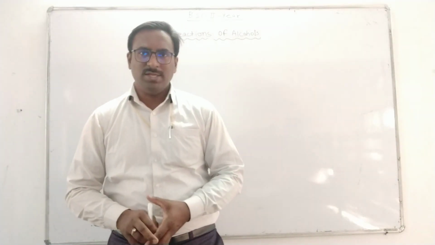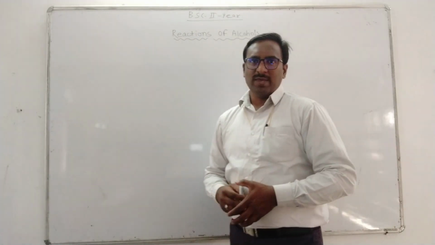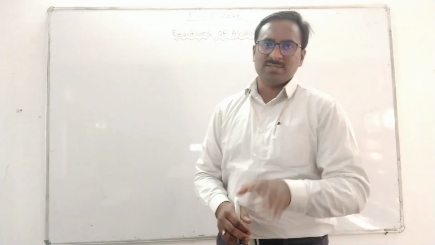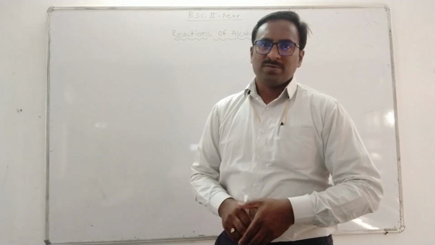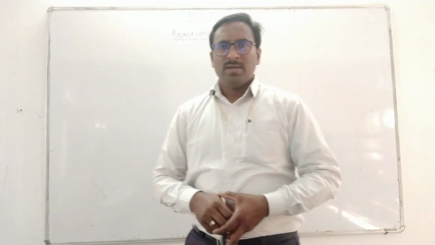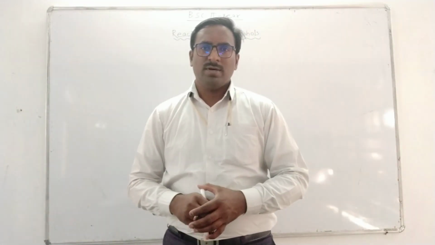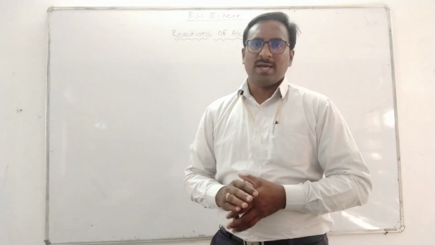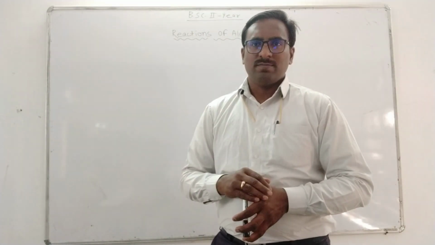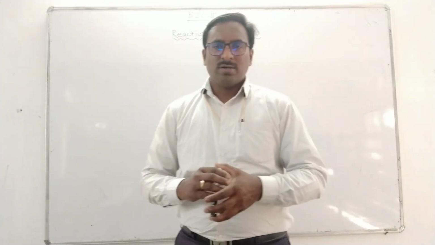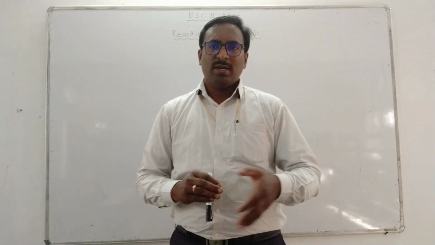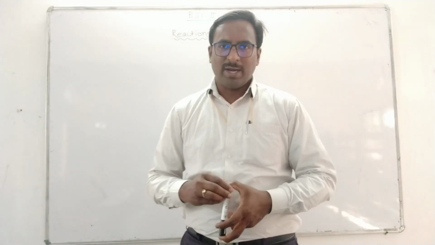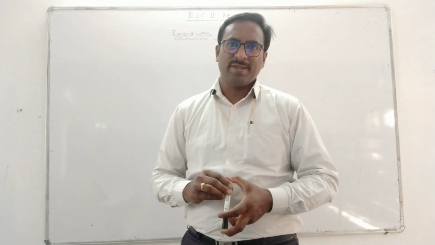Today we will discuss the reactions of alcohol. So far we have discussed the chemical reactivity and acidity of alcohol. Two types of reactivity are shown by alcohol: cleavage of the carbon-oxygen bond or the oxygen-hydrogen bond. We have discussed the reactions which involve the breaking of the oxygen-hydrogen bond, that is the reaction with active metals and the esterification reaction.